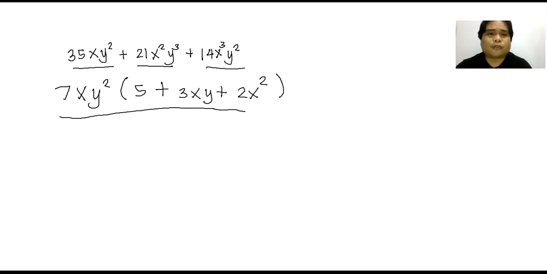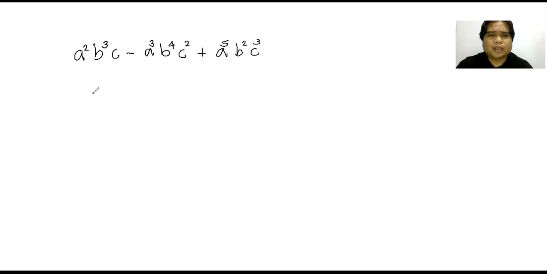Okay, let's go to our fourth example. Our fourth example doesn't have any coefficients to its terms. So basically, this is much easier than before. So first, let's directly move to our variables. a squared, a cubed, and a to the power of 5. List down the one with the least exponent, and in this case, it's a squared.